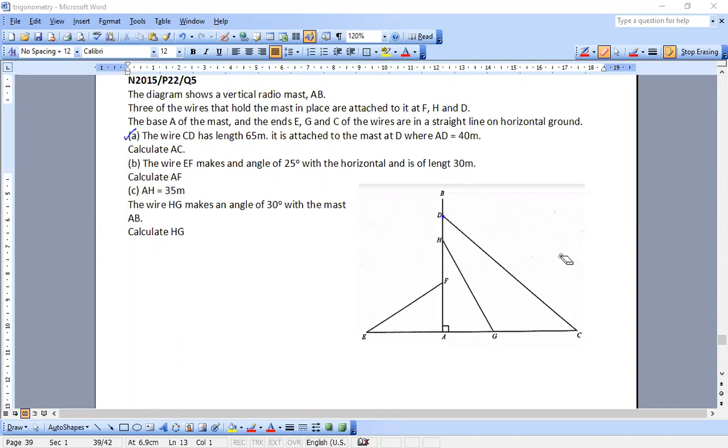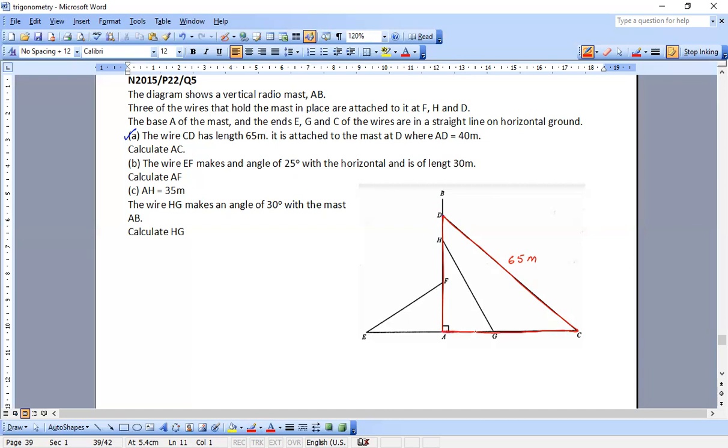Okay, so which length is it that we are referring to? This is the length that we are referring to. This length is 65 meters. So let's mention this. This is 65 meters. It is attached to the mast at D, where AD is equal to 40 meters. So this length AD is 40 meters. Calculate AC. We have to calculate this length.